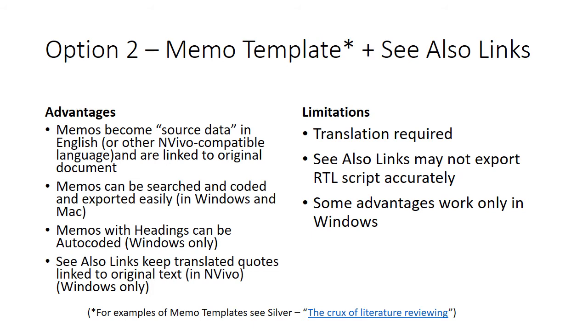Limitations of this option are that translation is required. The See Also links may not export the right to left script accurately when you're exporting your memo, so that link may not be exactly the right text, but it is correct when you're looking at it in NVivo. And most of these advantages work best in the NVivo for Windows program.